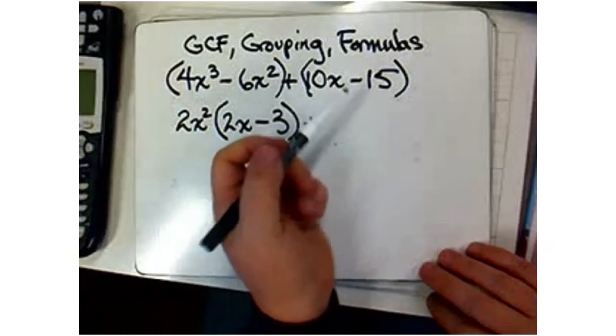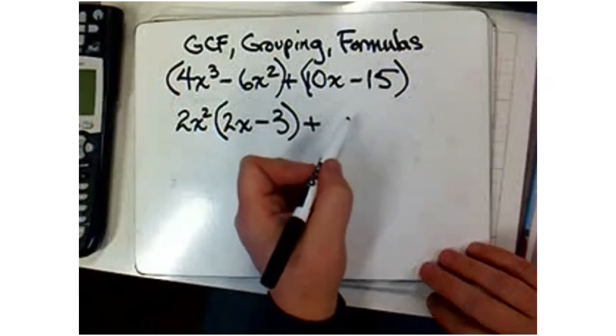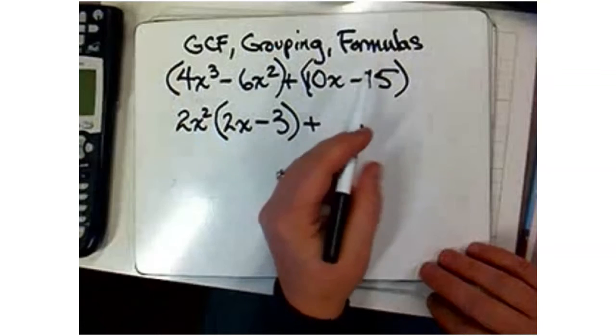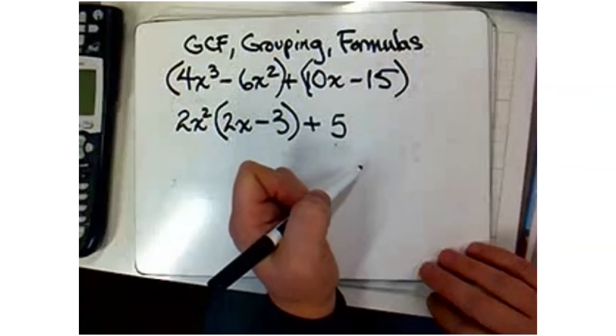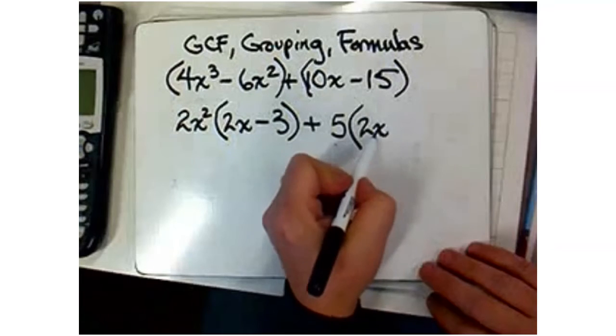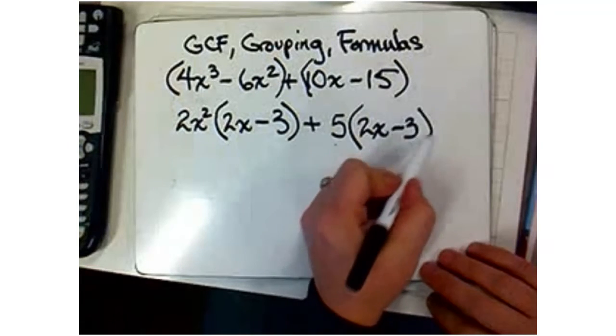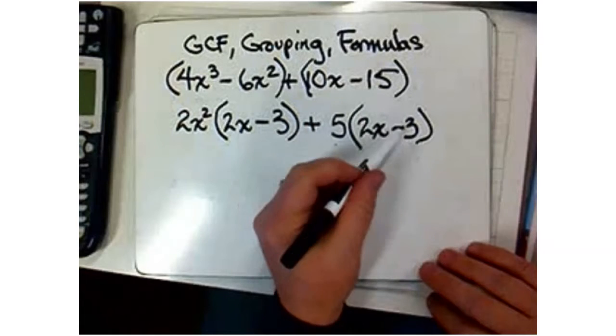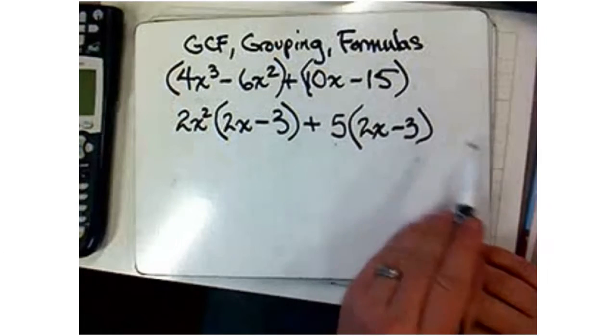Then we have a plus. Then with our 10x minus 15, they factored out a 5 because the 10 and the 15 share a common factor of 5. So they have 5 open paren, and what do you have left? 2x and a minus 3, right? 5 times 2x is your 10x. 5 times minus 3 is negative 15.